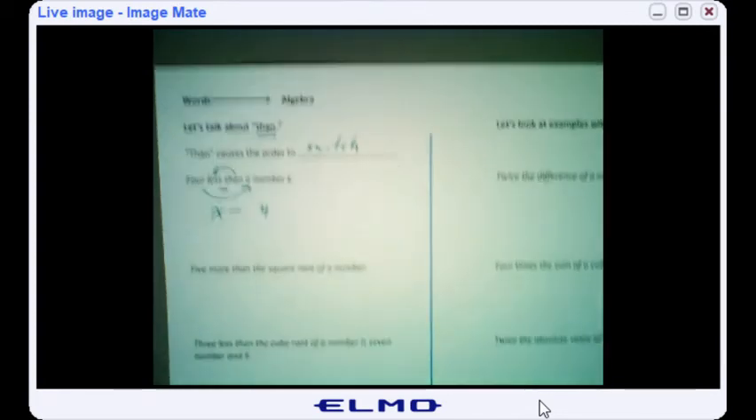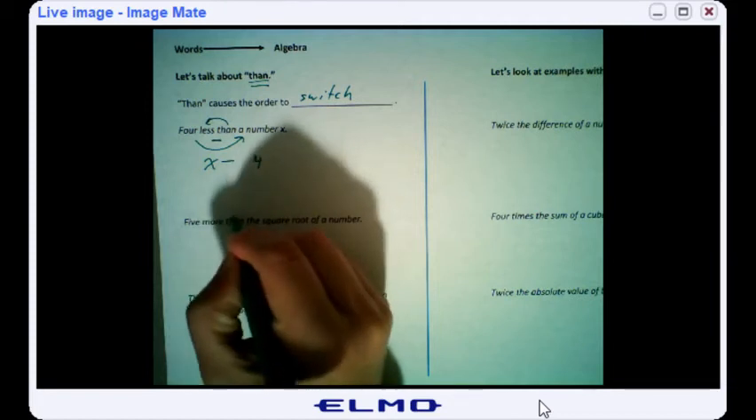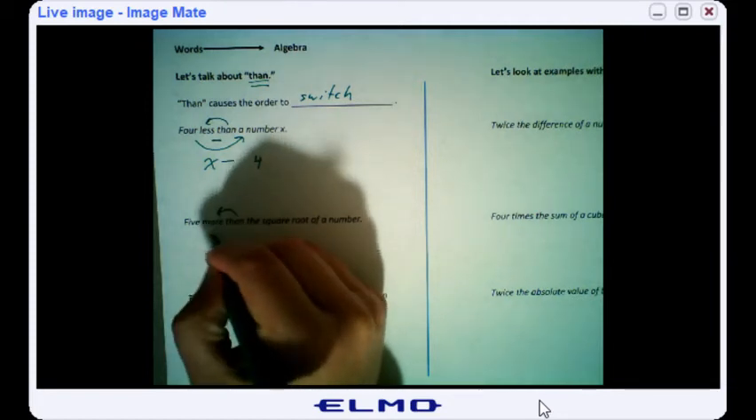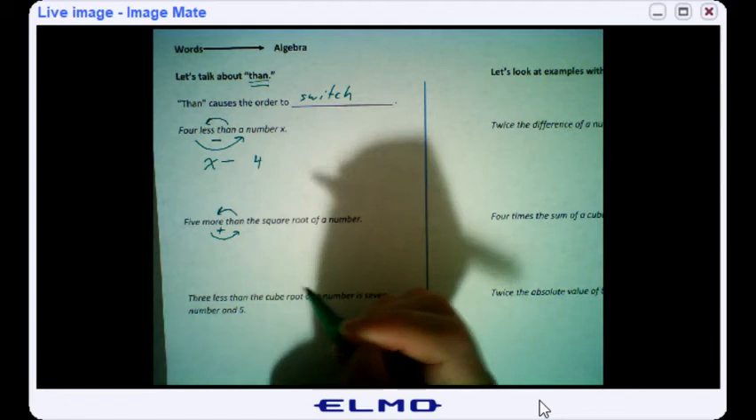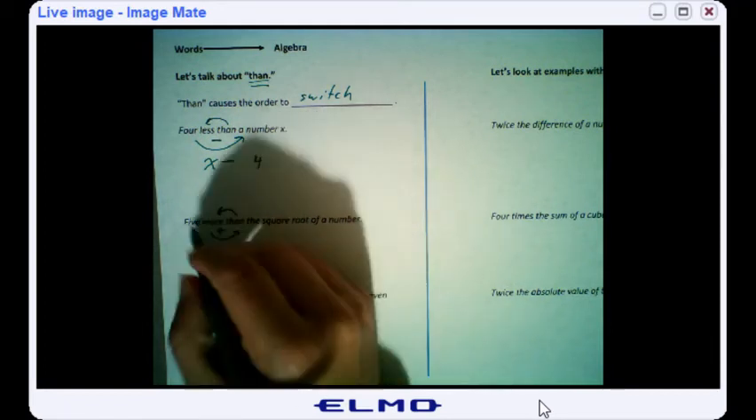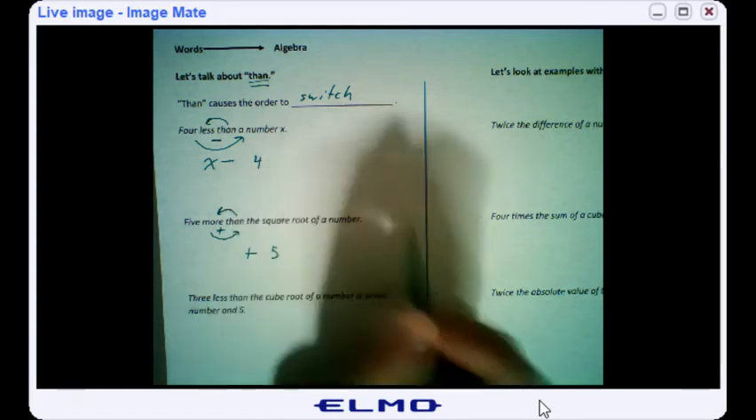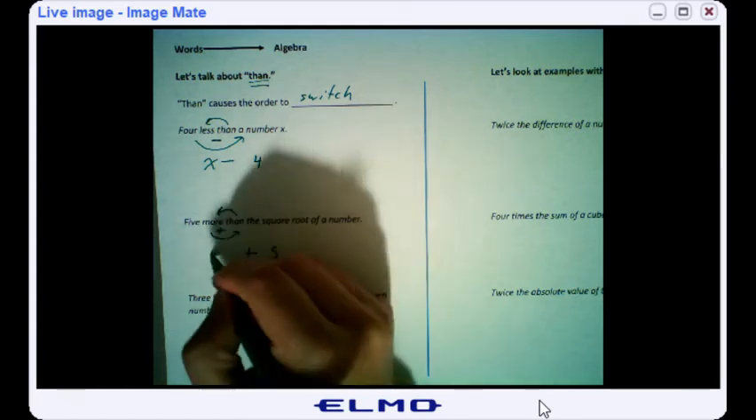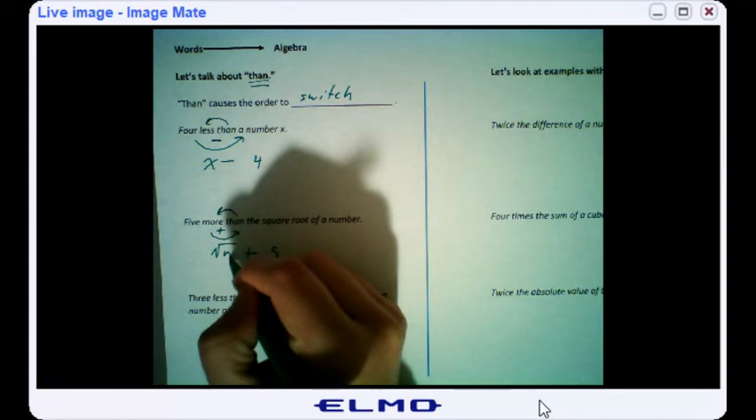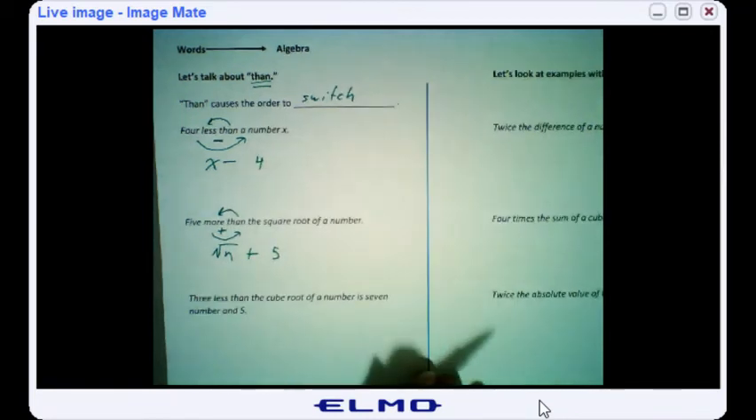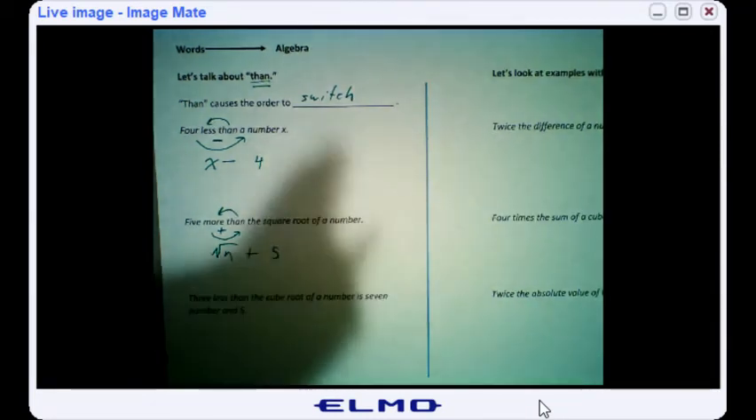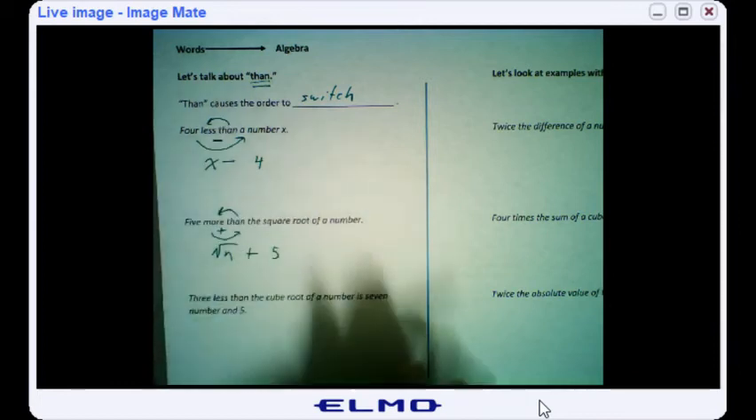5 more than the square root of a number. So again, than is going to be a switch word. More is plus. So 5 is going to go in the back because this means switch. Plus goes in the middle, the square root of a number. And I could have put x in there. It didn't tell me what variable to use.